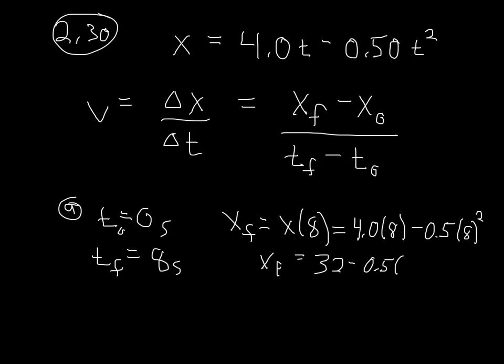What's 8 squared? 64. What's 64 times 0.5? 32. What's 32 minus 32? 0. My final position is 0. What's my initial position? 0. What's my final position minus my initial position? 0. So what's my average velocity over that time? 0, because it's 0 over 8.